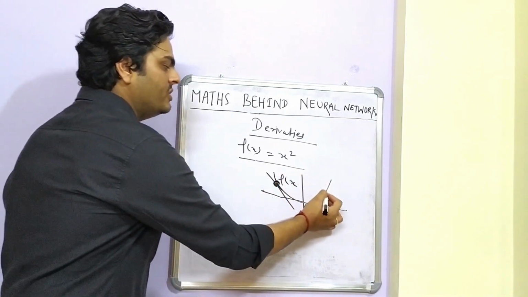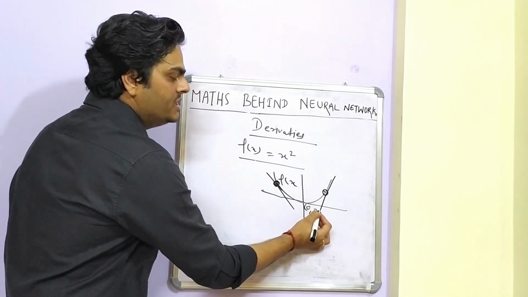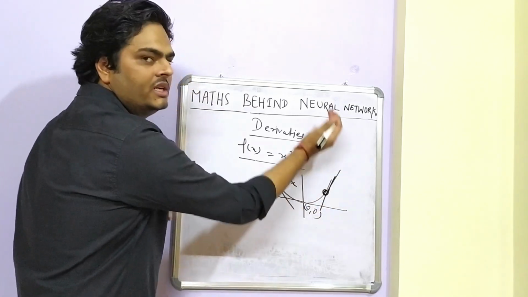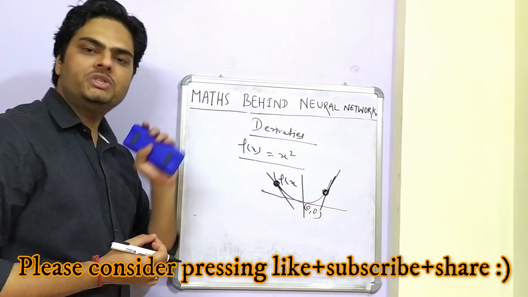What is the meaning of positive slope? If you come to this side, this is a positive slope. If you increase the value of x from here, then the value of f(x) will also increase. That is the mathematical significance of something called a derivative.